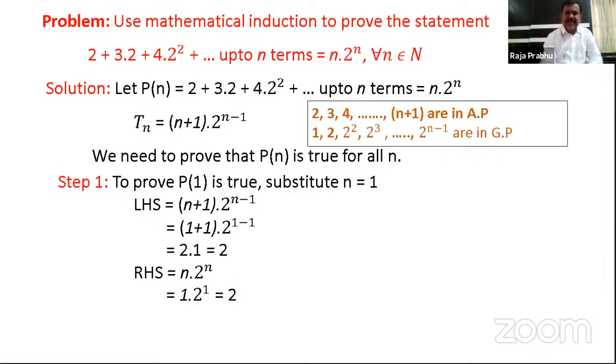So here it is very clear that LHS and RHS, both of them are equal to 2. They are equal, meaning it is verified for n is equal to 1. That means the statement is true for n is equal to 1. That means P of 1 is true. Okay, now this is the first step.